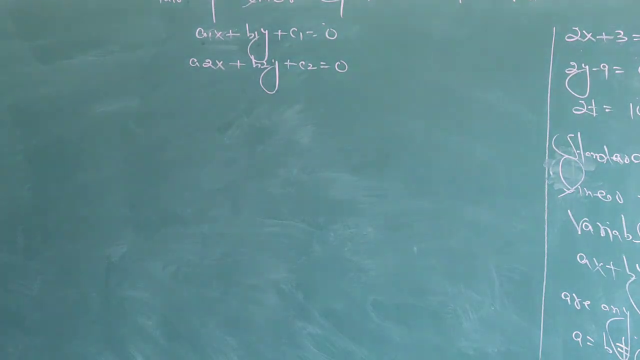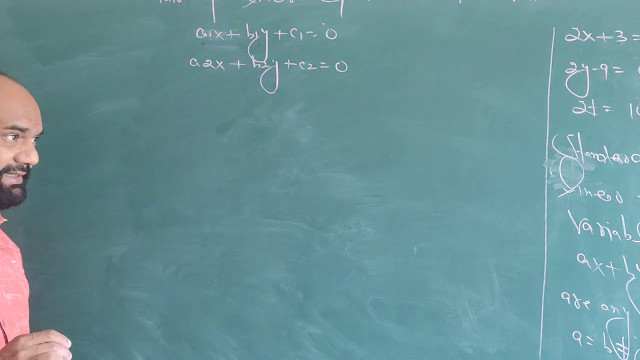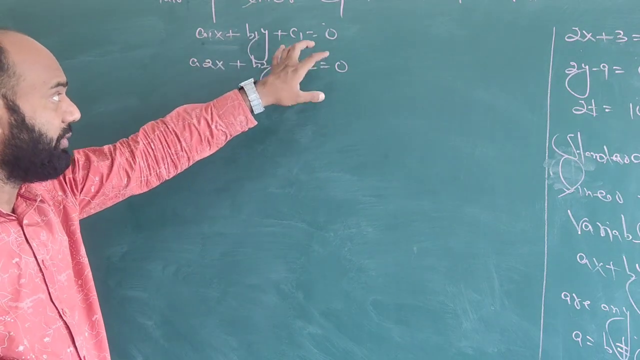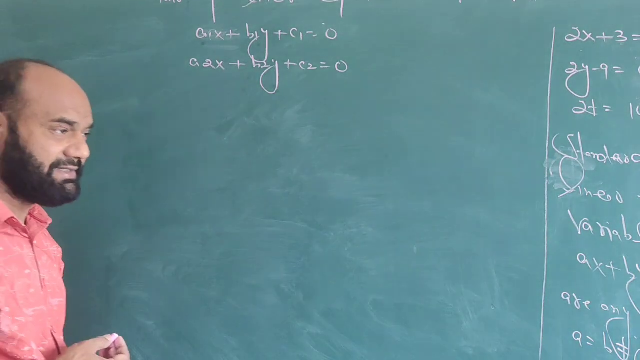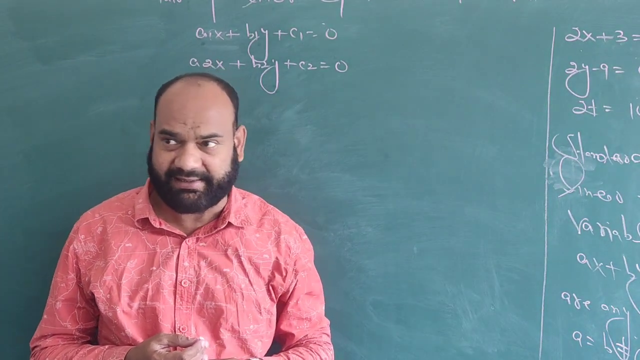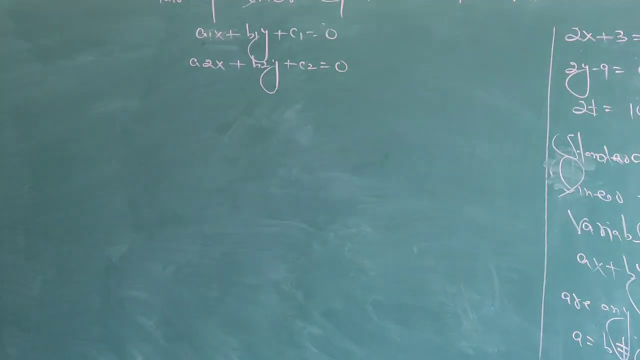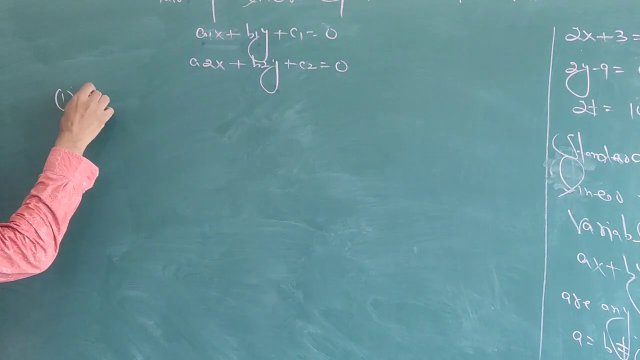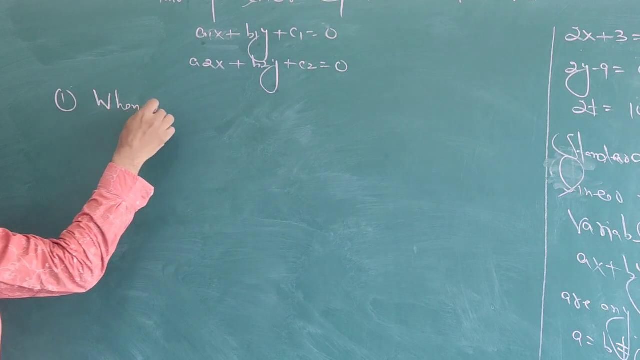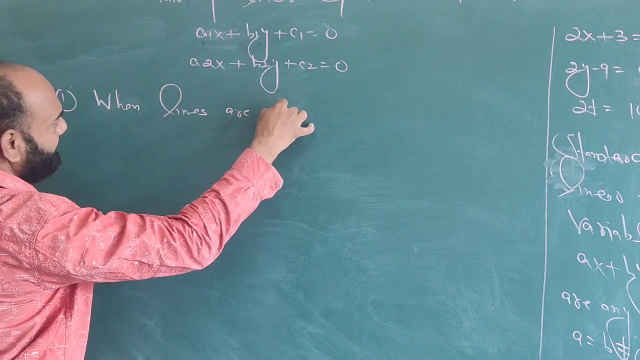Any two equations in the same variables are said to be a pair of linear equations in two variables, and we study only these types of two equations in this chapter. There are only three conditions. When the lines are parallel, what is the condition? When the lines intersect, what is the condition? And when the lines are coincident, what is the condition? And we observe firstly when lines intersect.